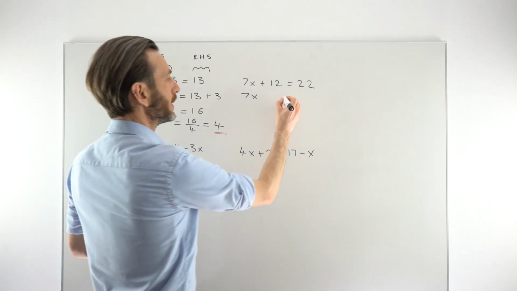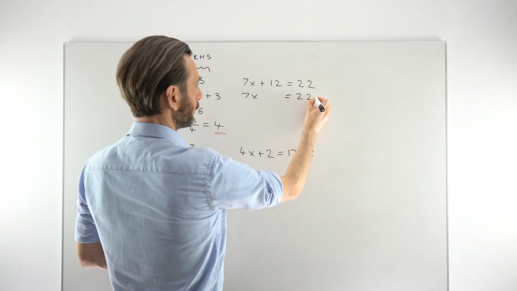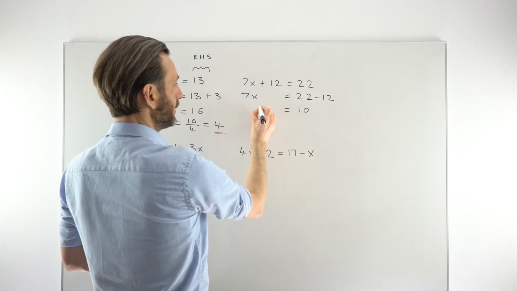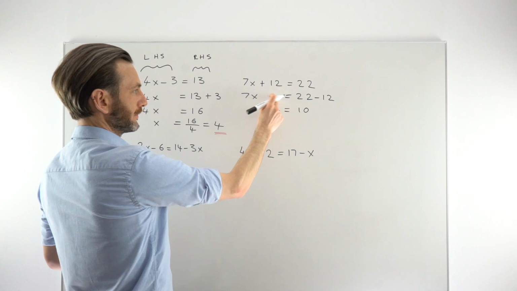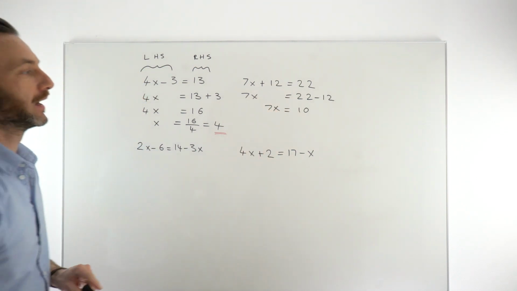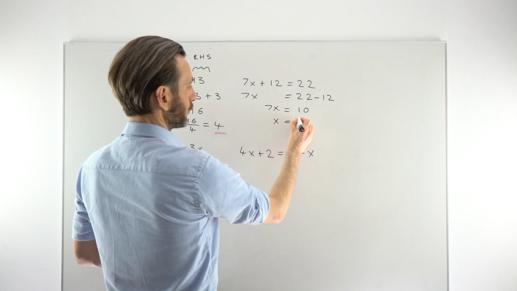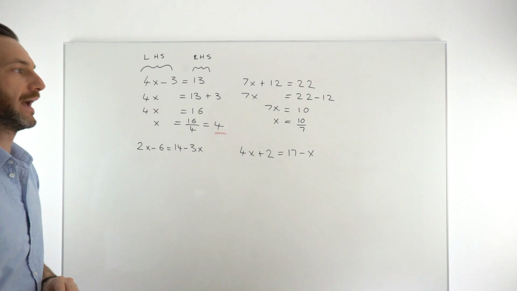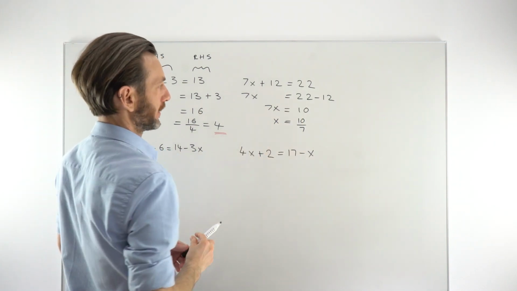So this one, same thing, we're just going to move the 12 over, but the 12 becomes a -12. 22 minus 12 is 10. You don't need to keep the 7x in the same place. You can move it over there to fill in that space if you like. And then at this point, we're going to divide by 7. 10 doesn't actually divide by 7 to give you a whole number, so we'll just leave the answer as 10 over 7. So 10 over 7 is the value that satisfies that equation.